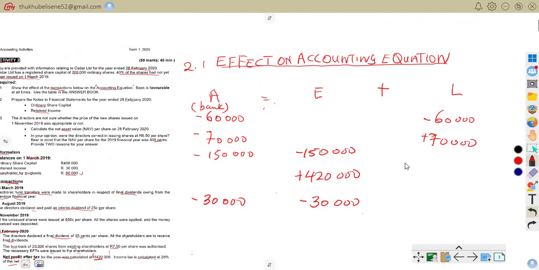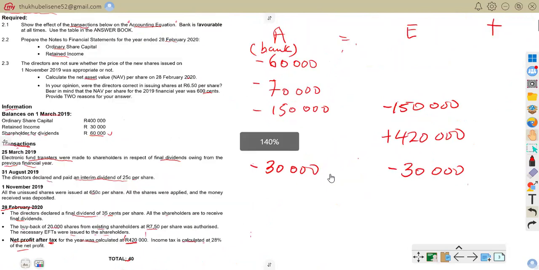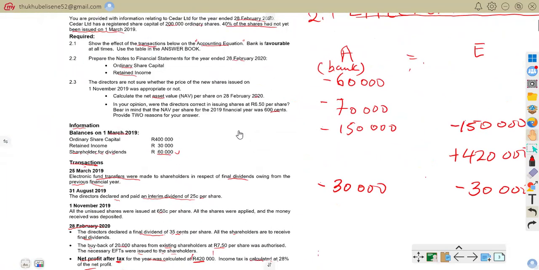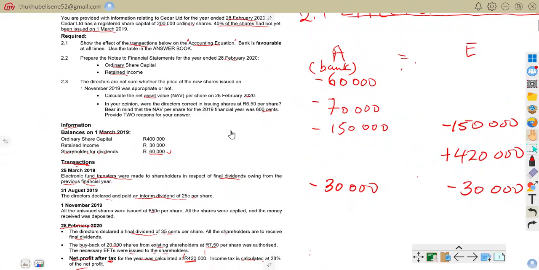So now let us go to the 1st of November. There is a transaction on the 1st of November. As you can see, here we are on the 1st of November. As it says, on 1st November 2019, all the unissued shares were issued at 650 cents per share, and all shares were applied and the money received was deposited. All unissued shares were issued.